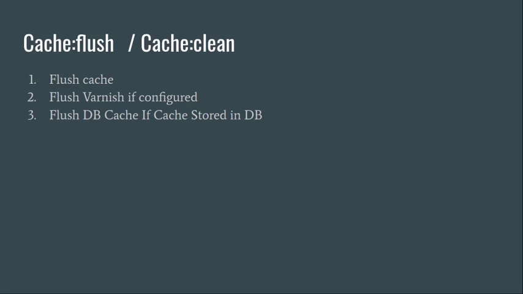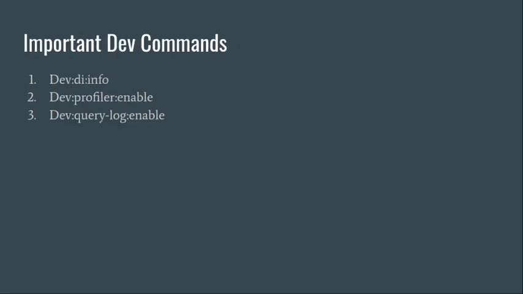There are a few important commands for developers. dev:di:info gives you detail about the dependencies of any particular class. This command also accepts Namespace_ModuleName as a parameter for specific information. The next command is dev:profiler:enable, which helps you enable the Magento profiler to check the page execution and much more. Dev:query-log:enable enables the query log and saves all the queries of Magento in the var/log directory. Now let's jump to our coding part and create a CLI command.